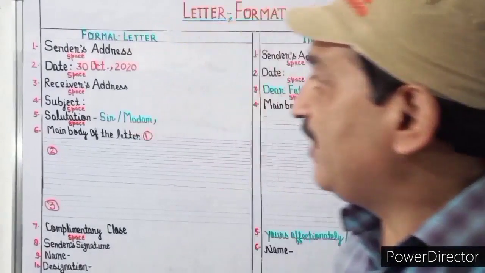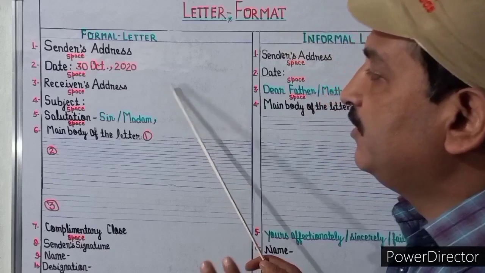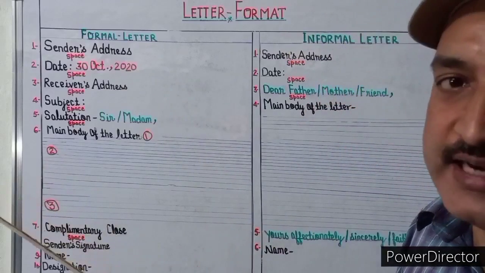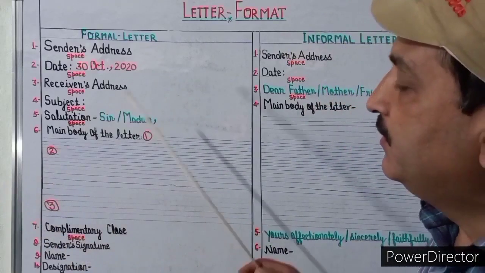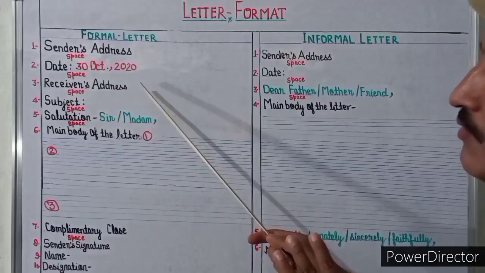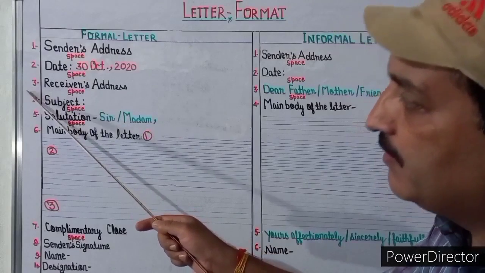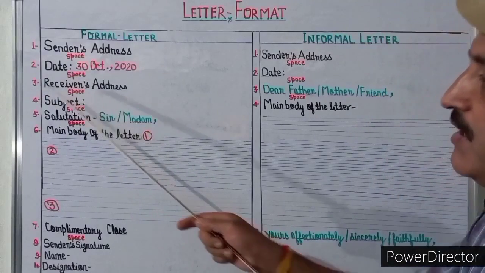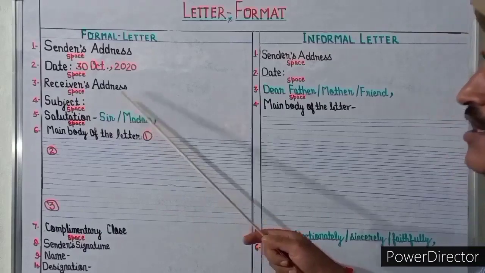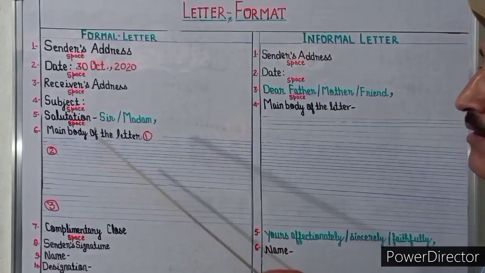Student, you must be very careful. If you are writing a letter to the principal of your college, you should start your application from point number 3. Means from the third point where it is written receiver's address, you will start your application to your principal.